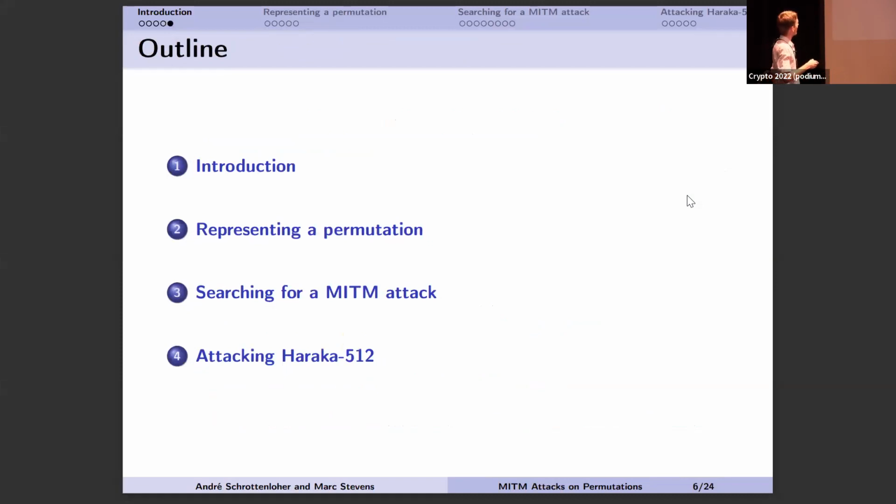So now I'm going to start by explaining how we abstract out permutation design, specifically a substitution permutation network. This is going to be quite fast because the only thing we have to do is throw away all the details we don't care about and keep only the abstract structure that we need. Then I'm going to explain how exactly the search is done for this meet-in-the-middle attack and how we model this into MILP. And finally, some examples on Haraka-512.